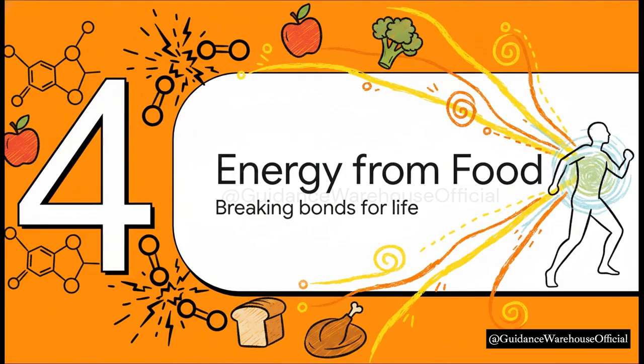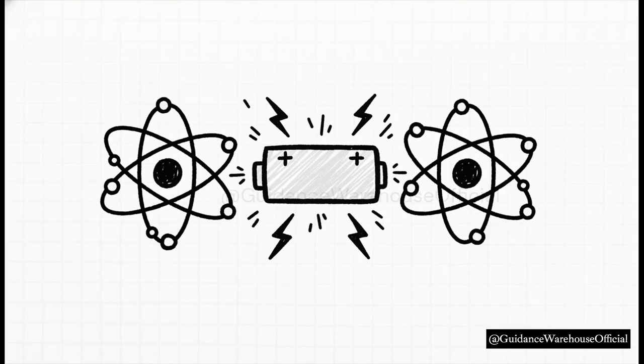Which brings us beautifully to the overarching theme of our entire explainer today. Part 4, unlocking energy from food, breaking bonds to fuel life. All right, here is the absolutely crucial point. The electrons of an atom contain energy stored within their movement and within their bonds. These chemical bonds aren't just invisible superglue holding atoms together. They are literal microscopic batteries.